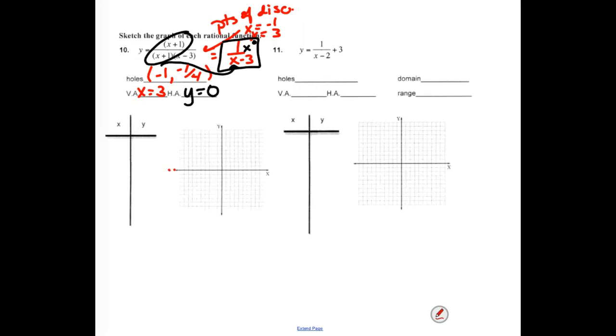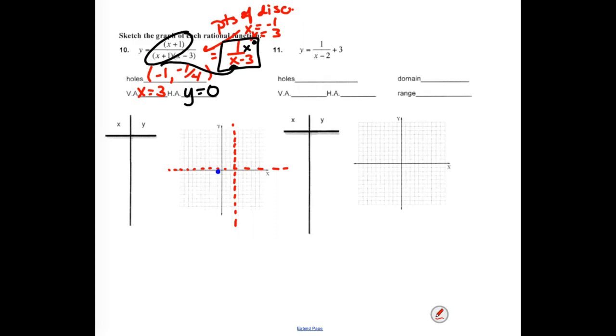So let's fill in what we know. Horizontal asymptote at 0, vertical asymptote at 3. And then we have a hole at -1, -1/4. All right, so that blue thing is a hole. Try to make yours look like a hole. Okay?